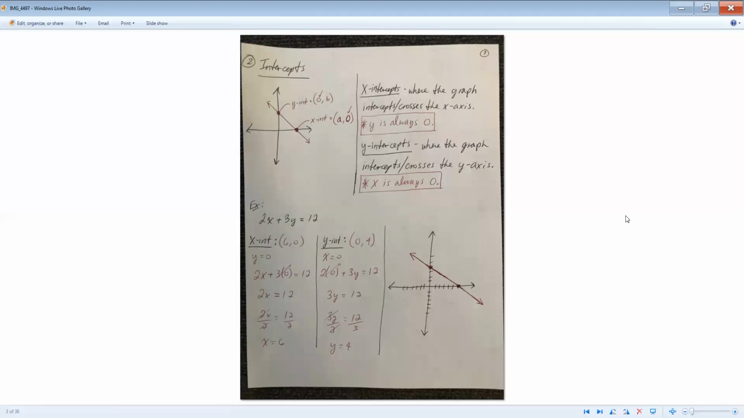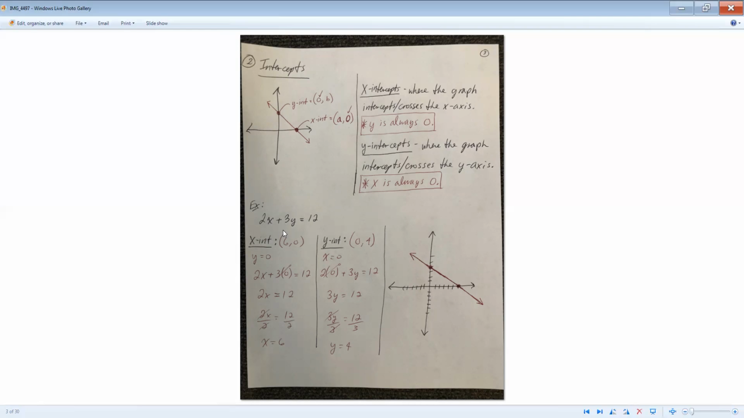All right, that was the first method. The second method is to graph using your intercepts. Your x-intercept is where the graph crosses the x-axis. The characteristic of all x-intercepts is that y is always 0. Your y-intercept is where the graph crosses the y-axis. And the characteristic of all your y-intercepts is that x is always equal to 0.